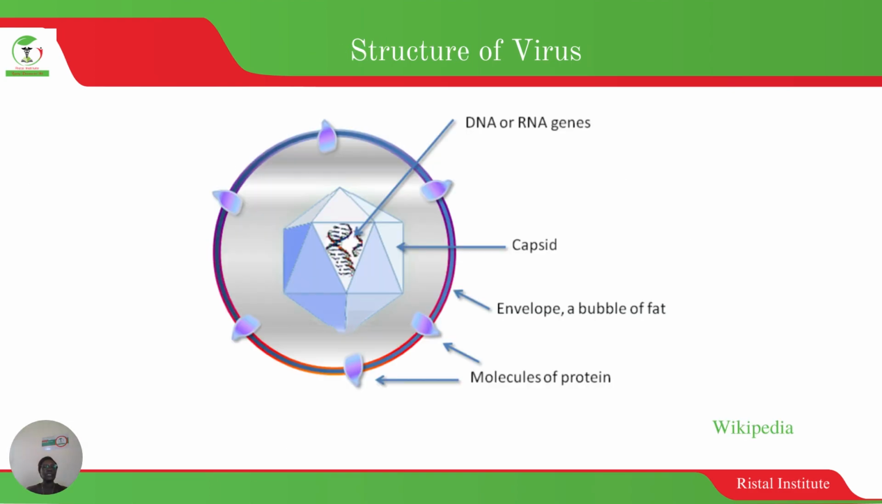Let's look at the structure of the virus. The image depicts the structure of the virus, whereby the outermost layer is known as the envelope, or a bubble of fat, followed by molecules of protein. Then we have the capsid. Then we have the internal part of the virus, which is made of DNA or RNA genes.